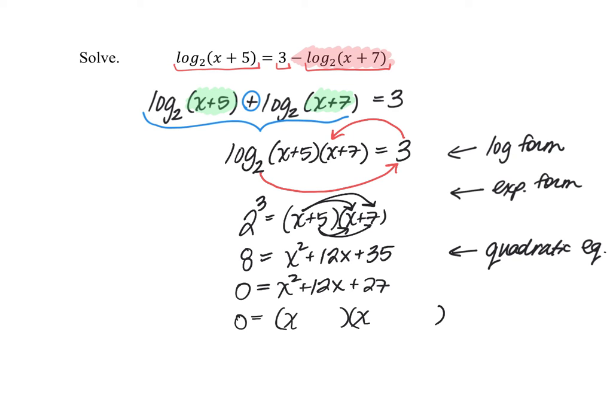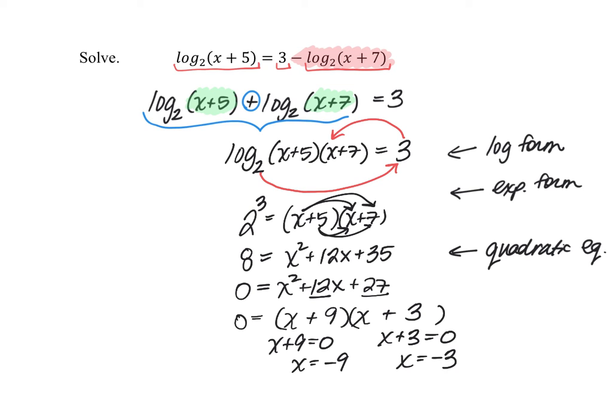So x times x is x squared. We need two numbers that multiply to give us 27, but add to give us positive 12. And it looks like 9 times 3 is 27, and 9 plus 3 is going to give us 12. So therefore, either the quantity x plus 9 is equal to 0, or x plus 3 is equal to 0, which means initially my solutions are x is equal to negative 9 and x is equal to negative 3.